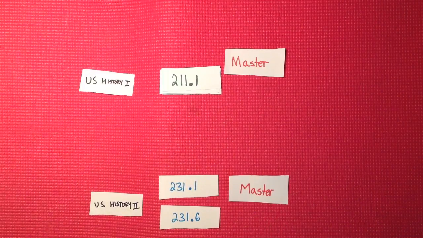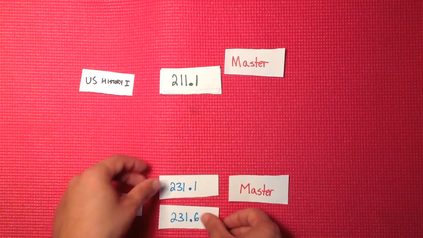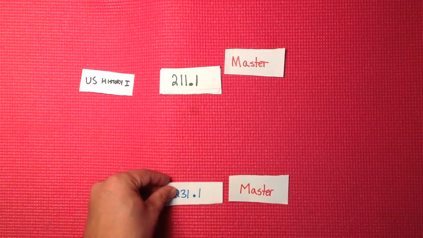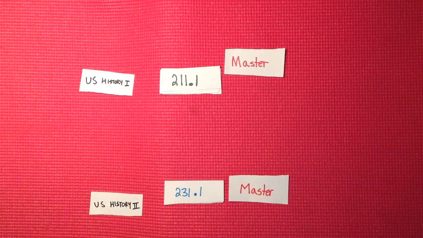Then I will go in under U.S. History 2 and I'm going to do the exact same process. So I'm going to take section point 6 out of course 231 and I will cross-list it into 231.1. So that's really the process of cross-listing. It seems a lot more complex than it is, but really you're just grouping your sections into a master course. So that way you only need to add your content once.